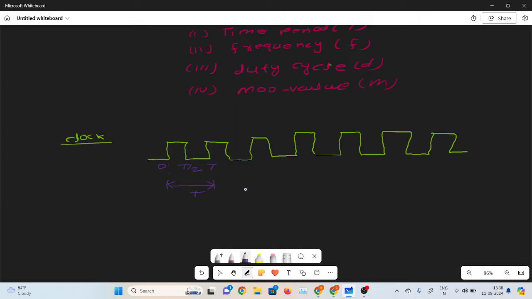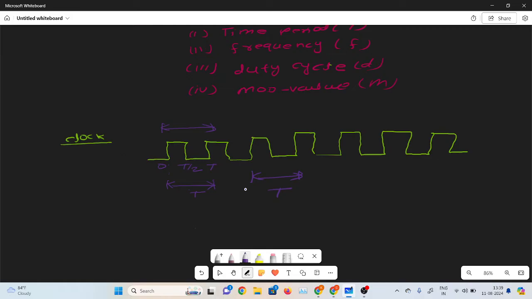The time period is the minimum amount of time after which the pulse repeats itself. That means it is the minimum amount of time after which the waveform repeats itself. That is called the time period. Here you can see this and this. So this is the time period.